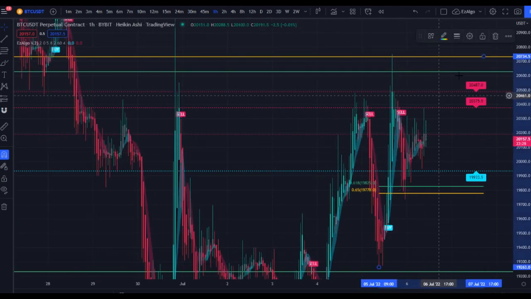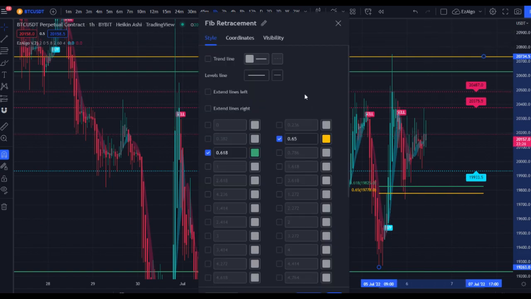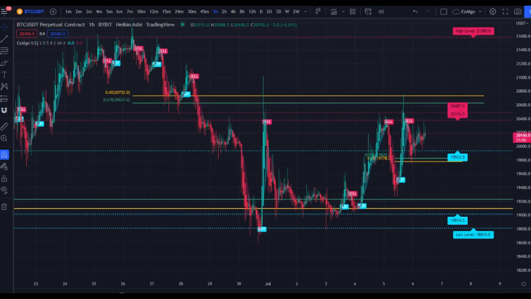Like I said, my settings are as follows. I have two inputs: the 0.618 and the 0.65. That's all you really need. Now the Fibonacci is a little bit more technical compared to using EzAlgo by itself. You do need some technical skills and practice drawing these from a swing low to a swing high or vice versa. But just play around with it, you'll get the hang of it. Watch some more YouTube videos if you need to.